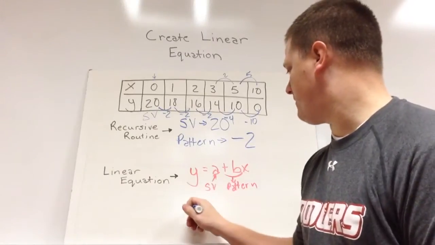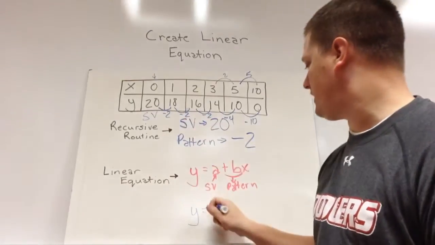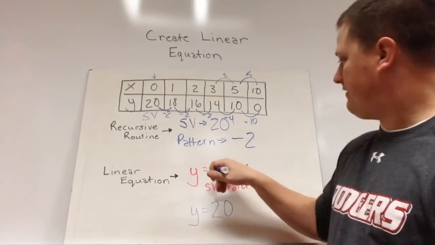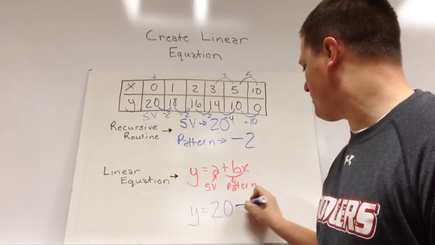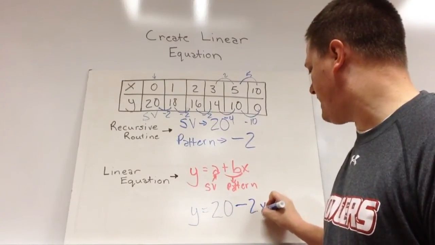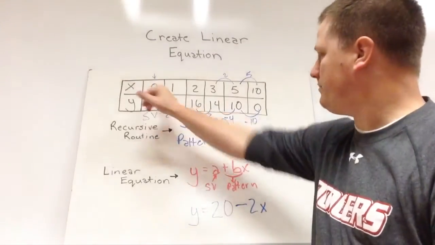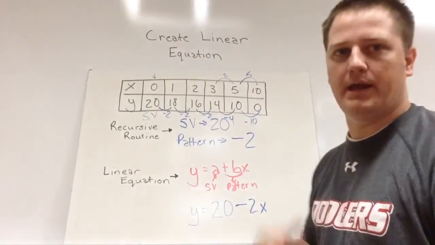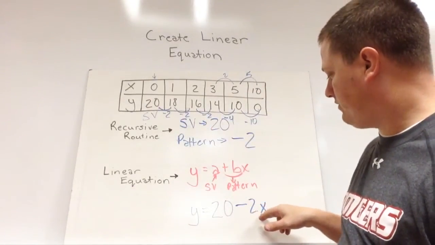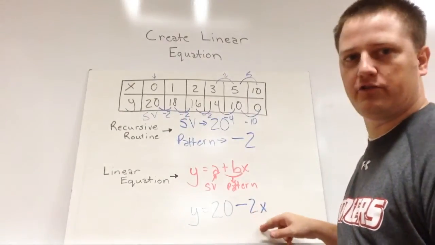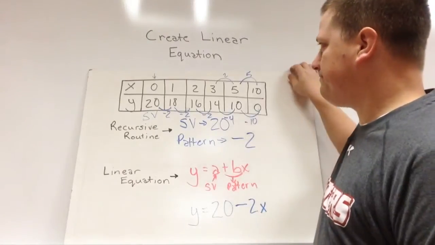So it looks like we're going to get y equals an a value, a start value of 20. Instead of adding b, our pattern says subtract 2. So we're going to subtract 2, and x tells us however many times we want to do it. So at 0, we'd put 0 in, 1, we'd put 1 in, and so on and so forth. So if we put 10 in, we take 2 times 10, which is 20. 20 minus 20 is 0, which agrees here.